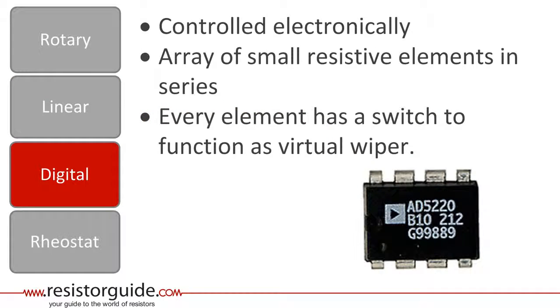The third category is the digital potentiometer. These are controlled electronically and exist out of an array of small resistive elements in series. Each of these elements has a switch. Therefore you could say that these switches function as a virtual wiper.